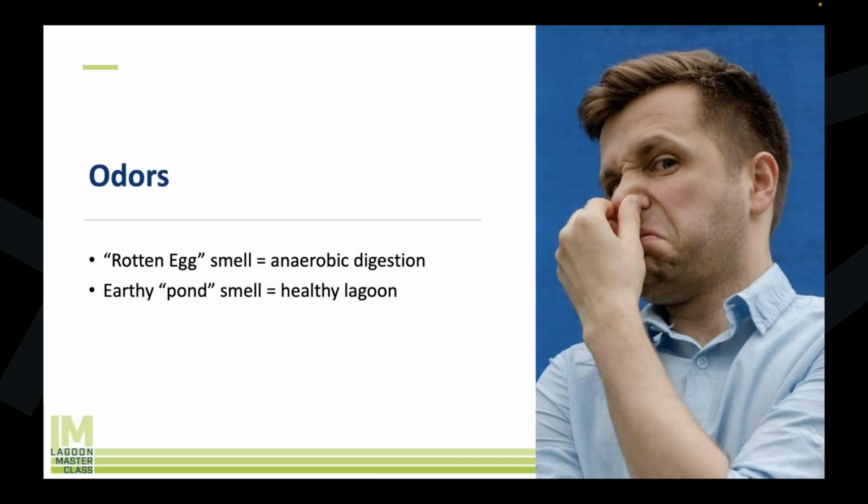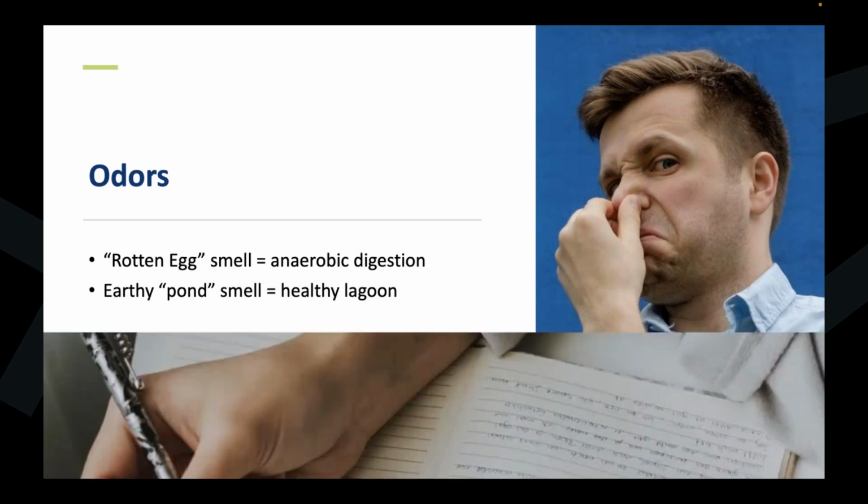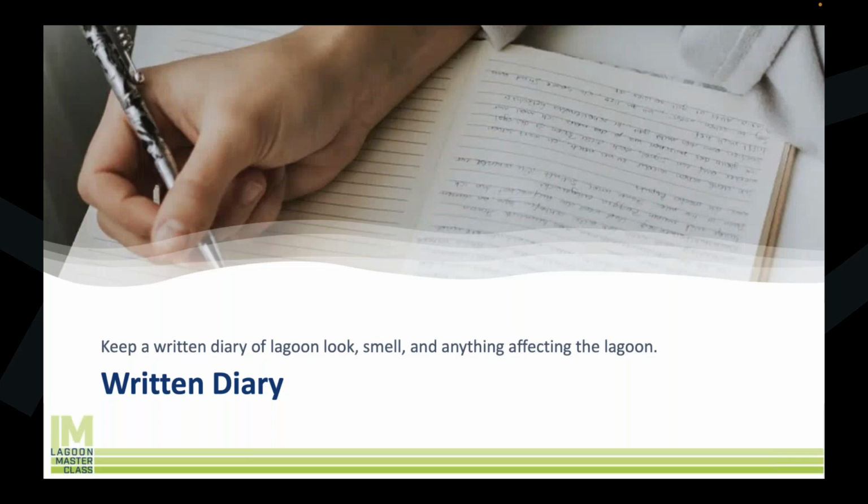Well, that rotten egg smell that the neighbors hate, that's because you do not have enough oxygen in your system. You are breaking down solids anaerobically within the system itself. If you've got that earthy pond smell, that's the one that you want. But these sights and smells indicate something.